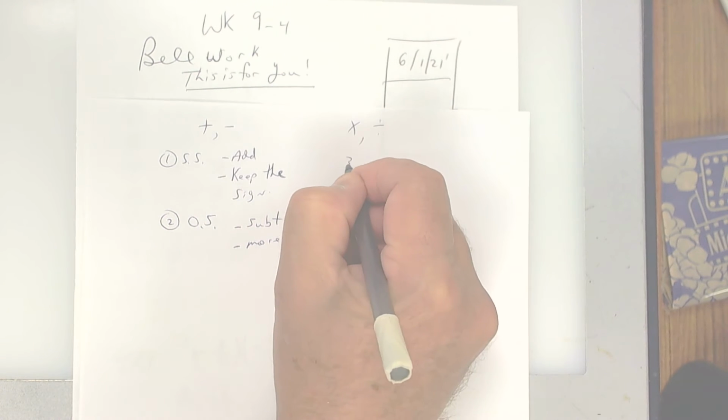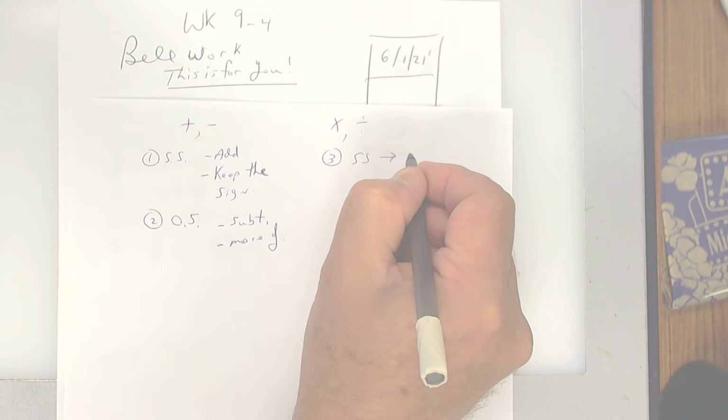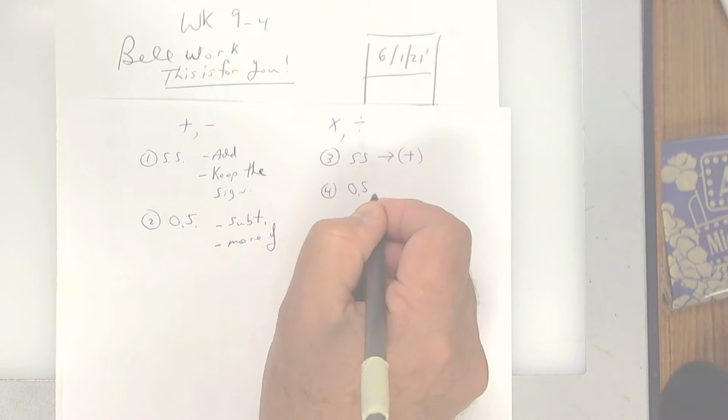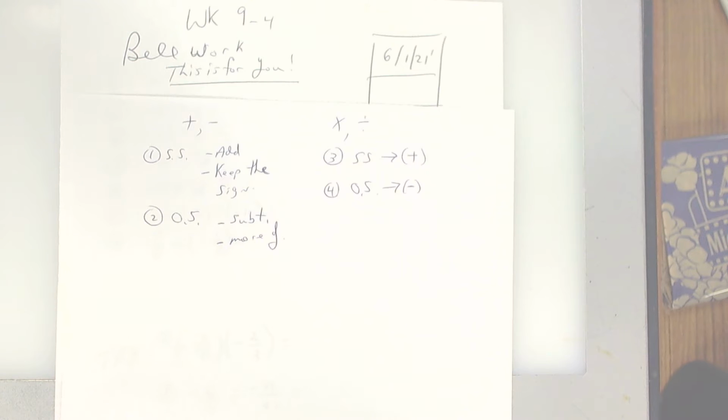So number 3, if it's the same signs, you get a positive. If it's opposite signs, you get a negative when you multiply or divide. Let's take a look using these rules.